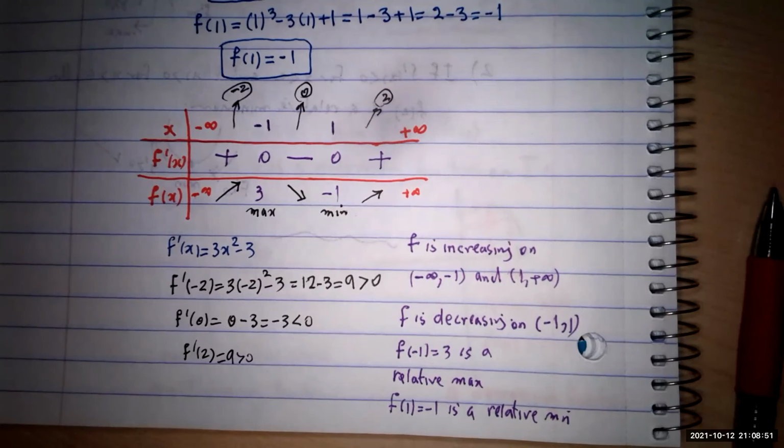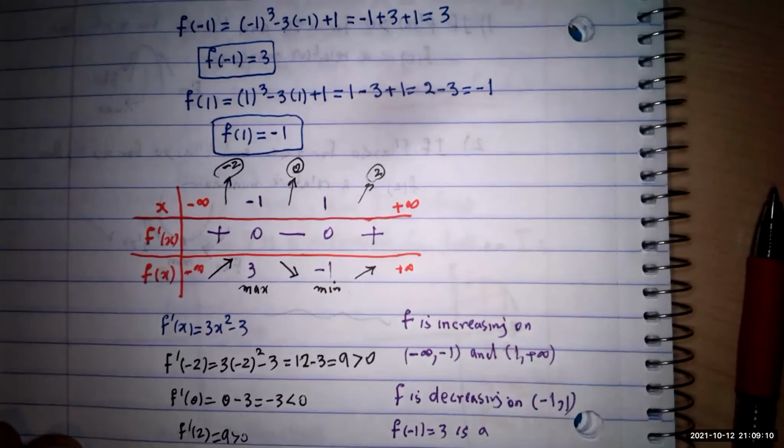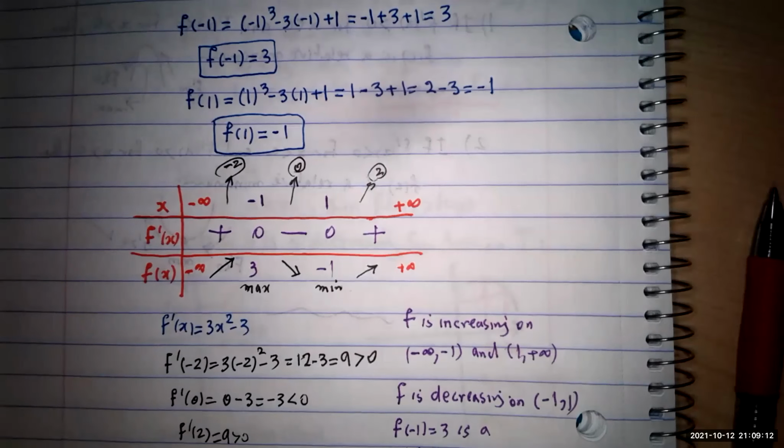But we are going to have a couple of cases that you need to be prepared for. You have all the possible methods to be able to take care of this function. Okay? So this is how we're going to do it for me. Some people don't do any tests. They say, oh, I don't need any tests. I have two numbers, 3 and negative 1. So f of negative 1 equal to 3 is a maximum. F of 1 equal to negative 1 is a minimum.